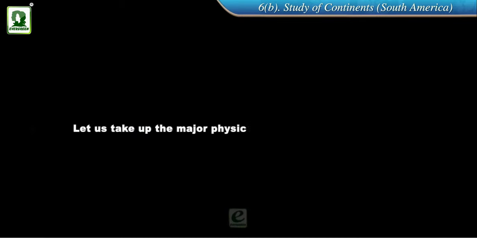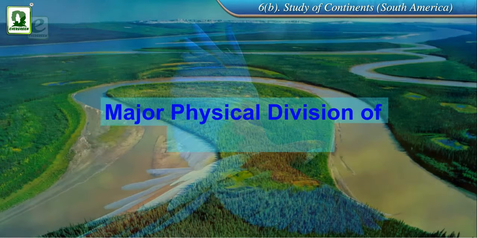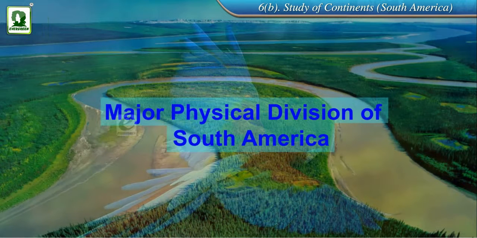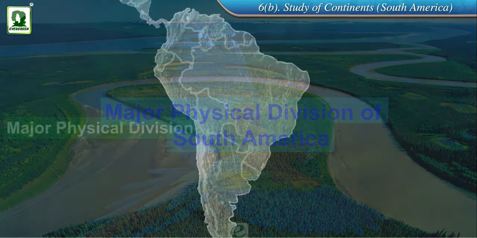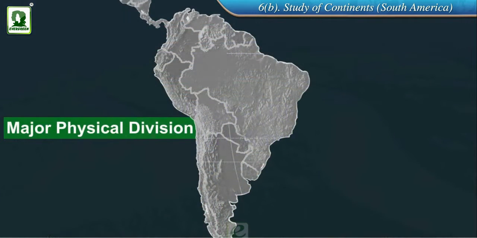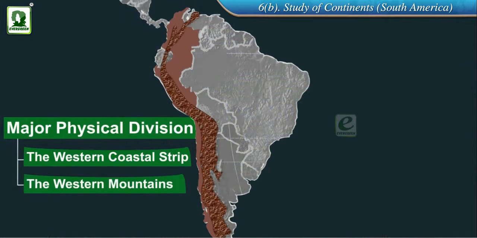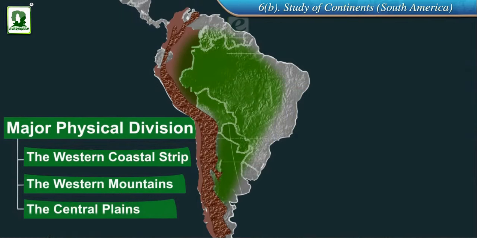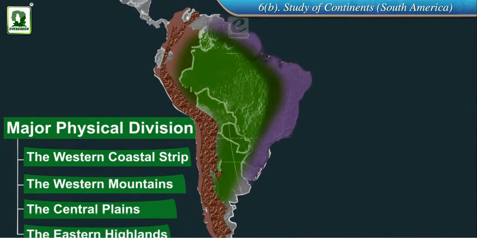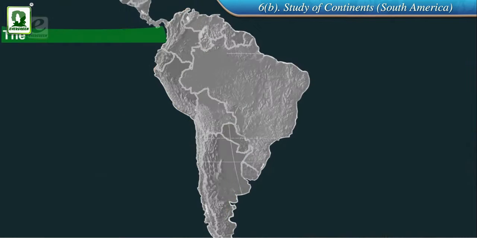Let us take up the major physical divisions of this continent. Major physical divisions of South America. South America can be divided into 4 major physical divisions. These are the Western Coastal Strip, the Western Mountains, the Central Plains, and the Eastern Highlands.